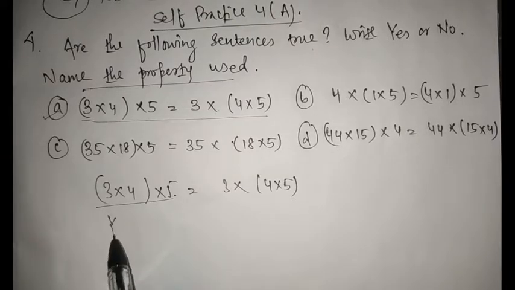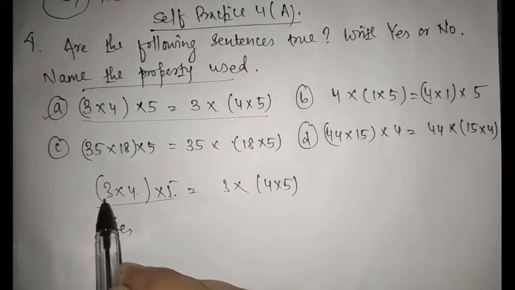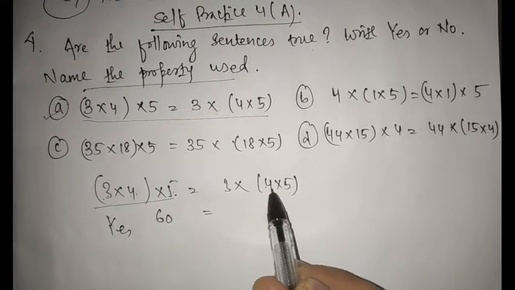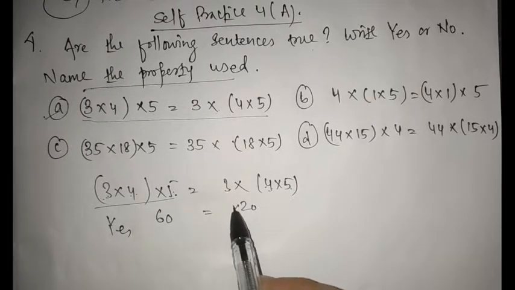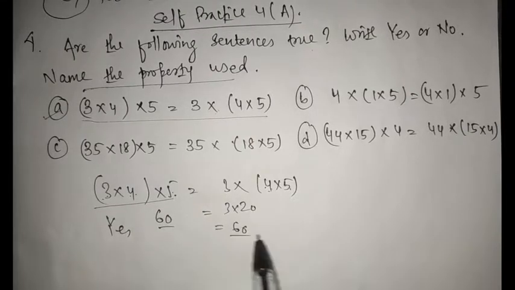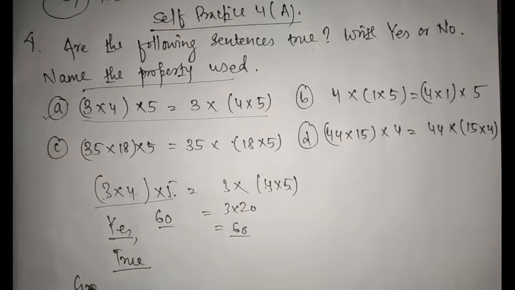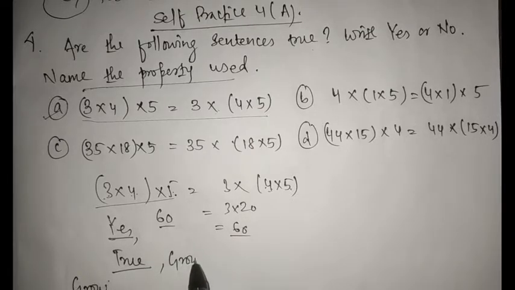So this is true. Why? Because when you multiply, 3 4s are 12, 12 5s are 60, and 5 4s are 20, 20 into 3 is 60. Both are the same, so the result is true, or yes. And the property used is the grouping or associative property of multiplication. I have already discussed this. I hope you don't have any problem. If you have any problem, just go through that video.